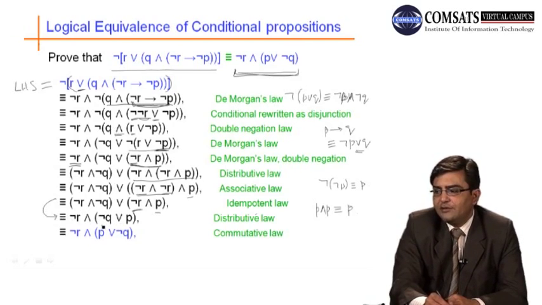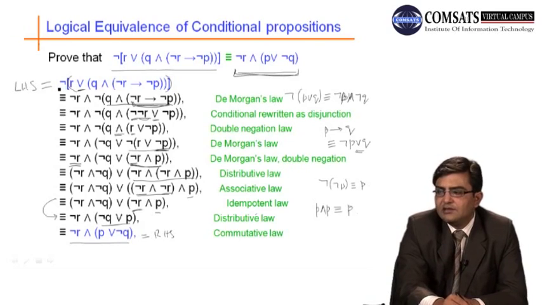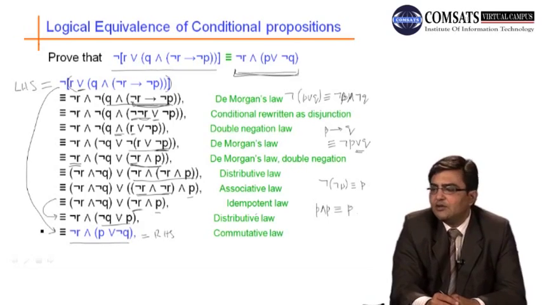So now we have to replace this by using the commutative law, and we get the right hand side. This is basically the right hand side. So the left hand side is logically equivalent to the right hand side. We have proved it using some laws of logic.